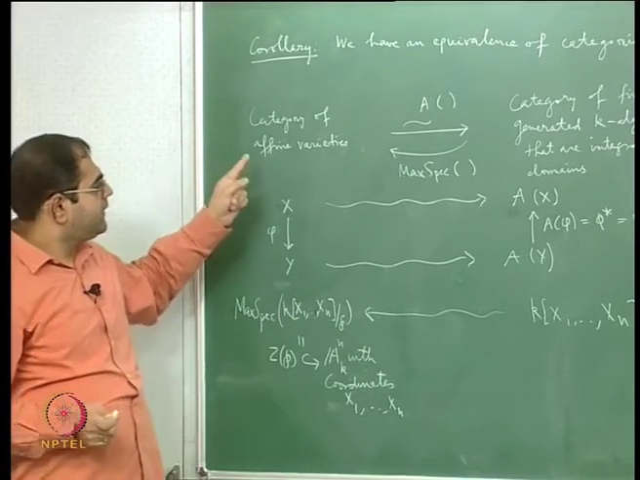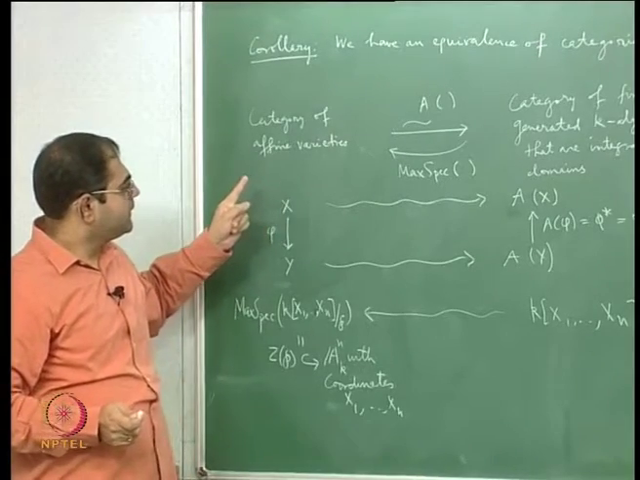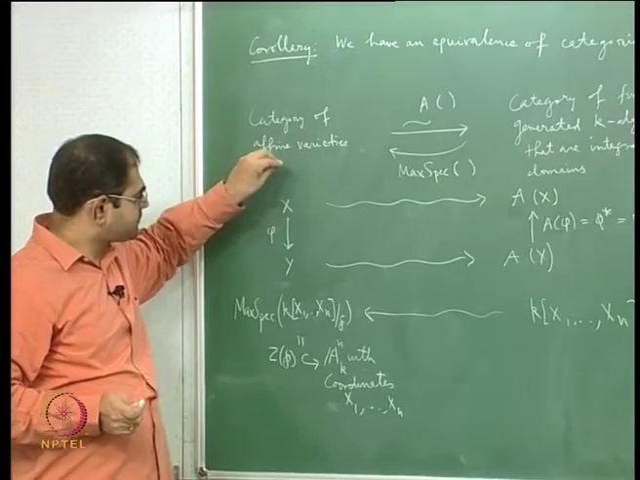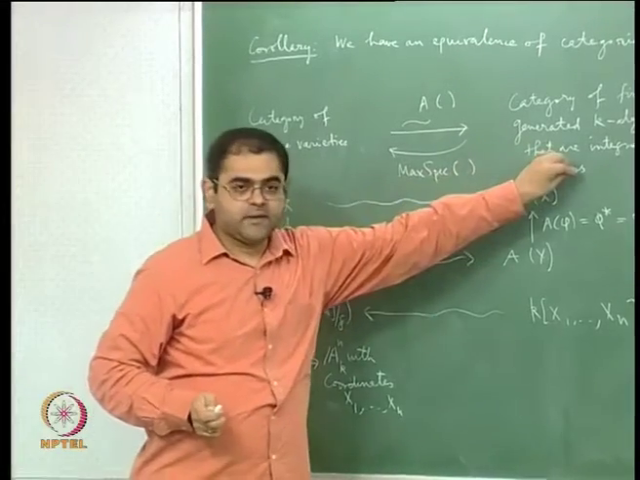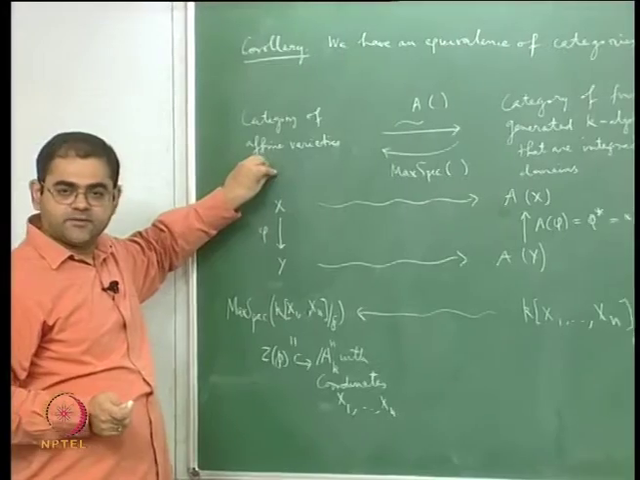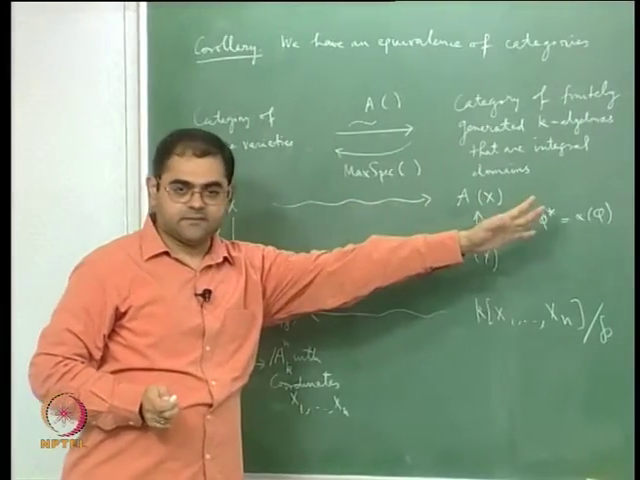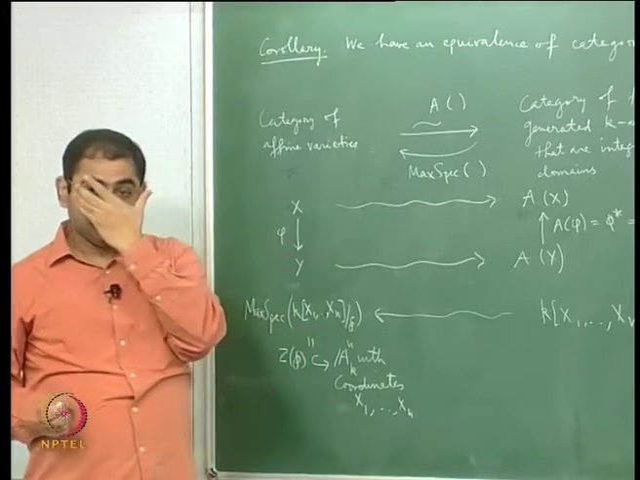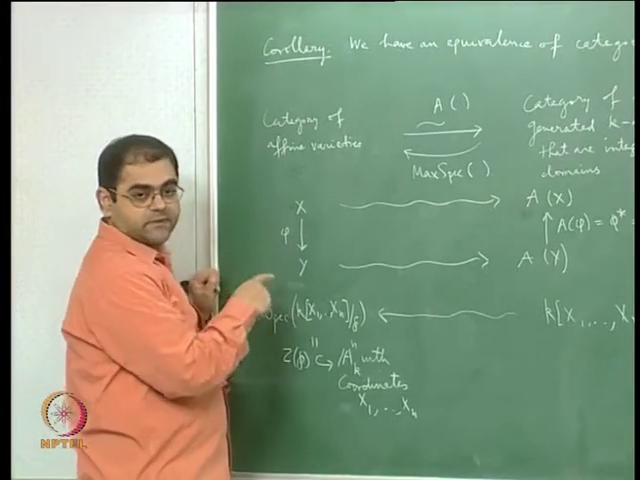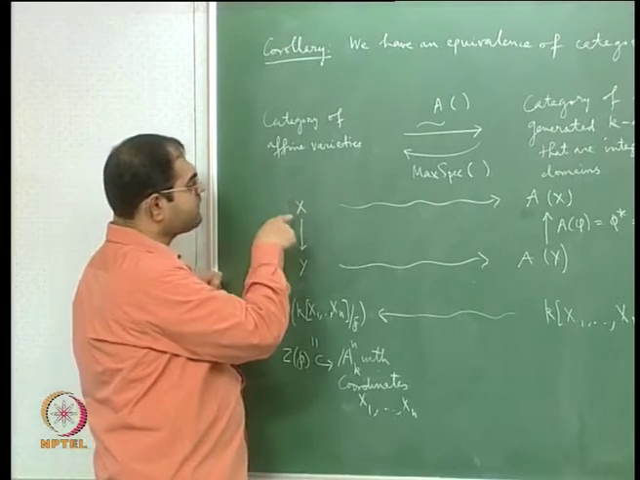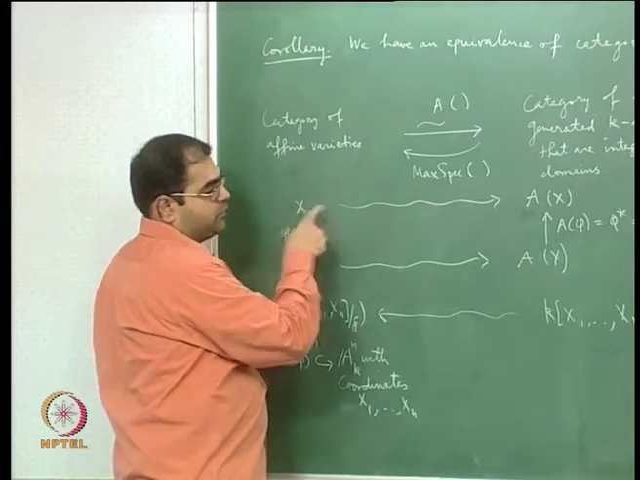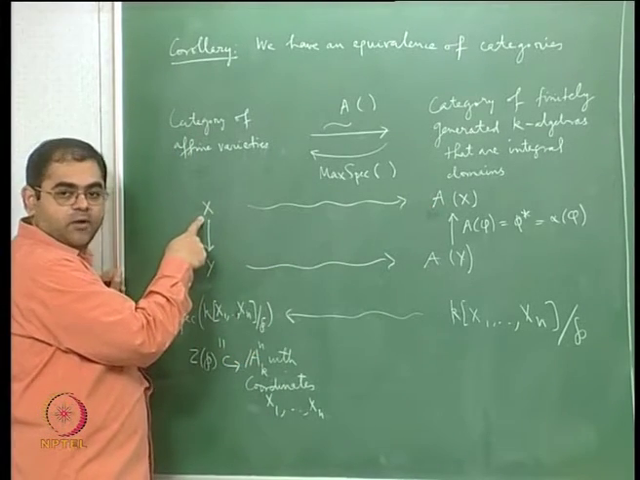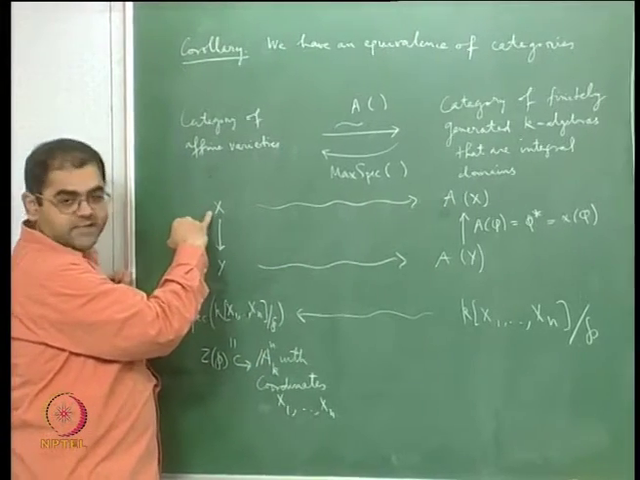And if you have a bijection between sets, what usually happens is that you start with an element here, you go this way, and then when you come back you should get the identity on this side, and similarly for the other side. But when you have an equivalence of categories you will not get the identity, what you will get is something up to isomorphism. So if you start with X, you take A_X, and then if you take max spec of A_X, what you will get is something that is isomorphic to X.